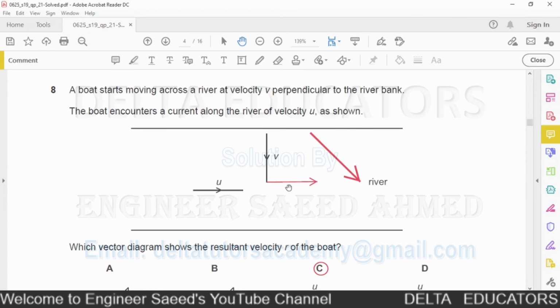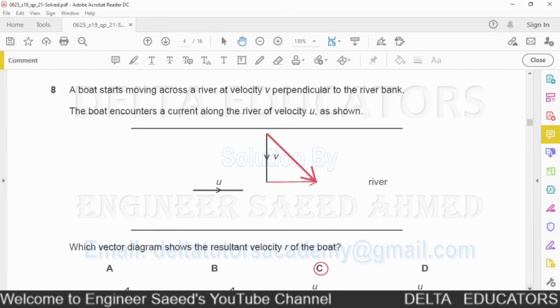Now what we have to do to find out the resultant? We have to draw a line starting from the tail of the first vector and move towards the head of the last vector. Means here we have to draw a line that starts from the tail of this vector v and goes up to the head of the vector u. So this line represents the resultant velocity r.